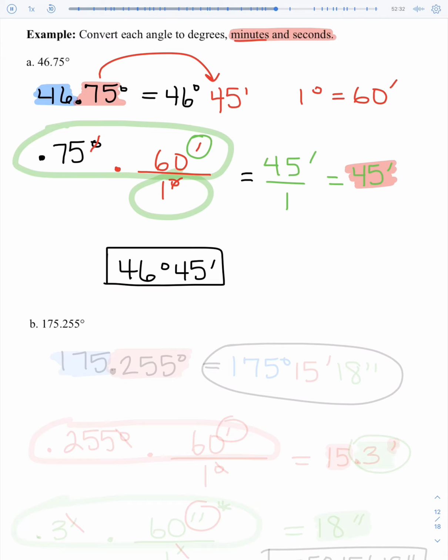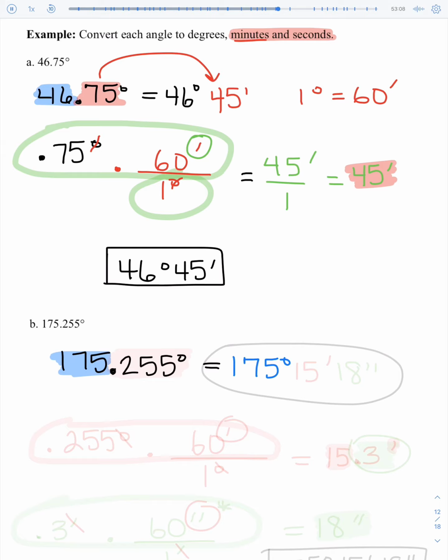Let's try another one. Let's take a look at B. In B, we have 175.255 degrees. And we know that the first part, the whole number degrees, are going to stay the same. So the 175 will stay the same. So we'll leave that as 175 degrees. What's going to change is that decimal part, the 0.255. And the question is, will I get minutes and seconds or just minutes?